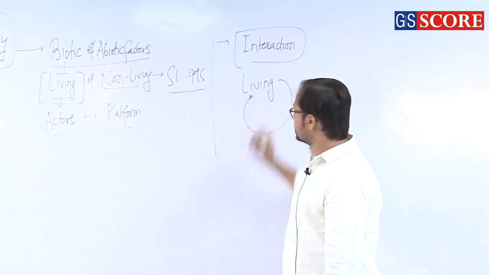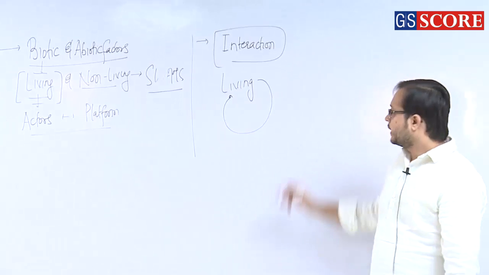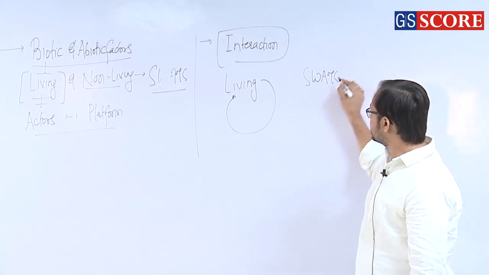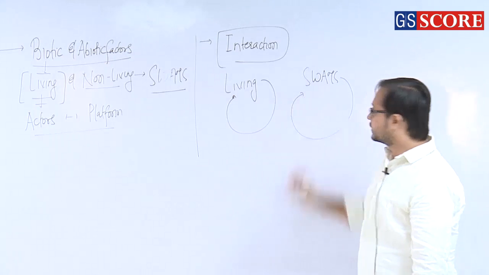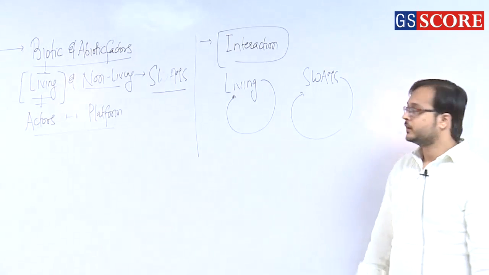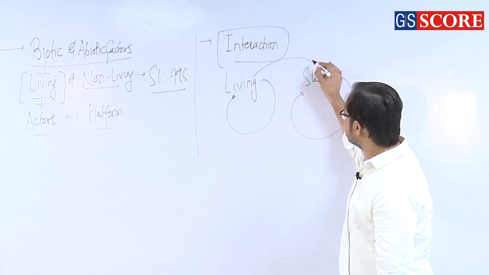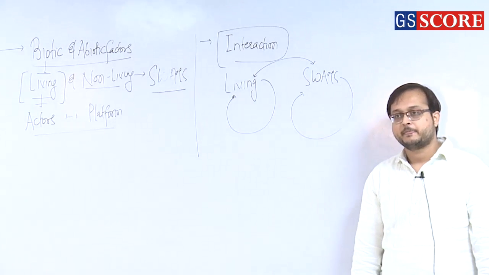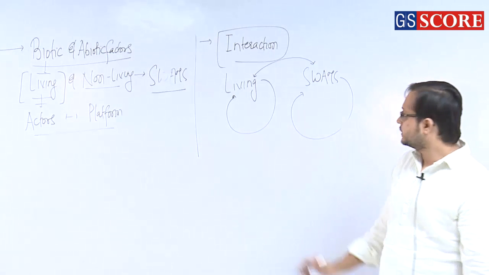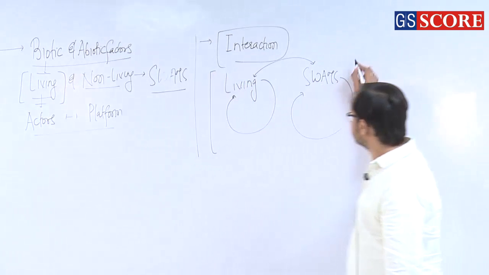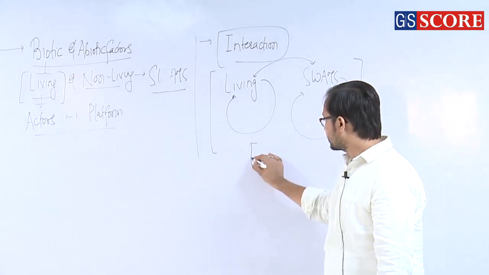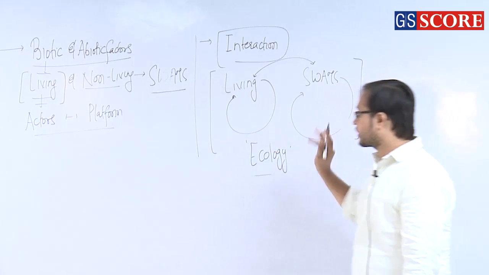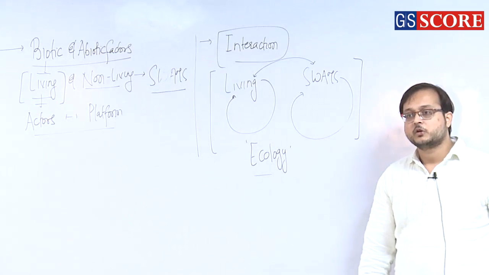Interaction between living beings themselves, interaction of or interference of the surrounding things, and then an interdependence of these two on each other. Now when we speak about ecology, this is ecology. Simply, this is what we mean by ecology.